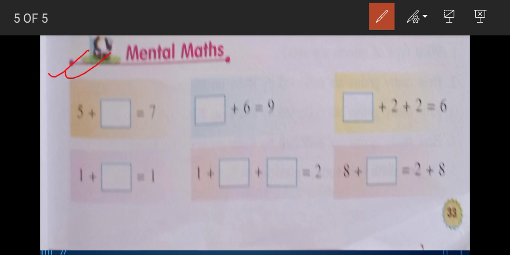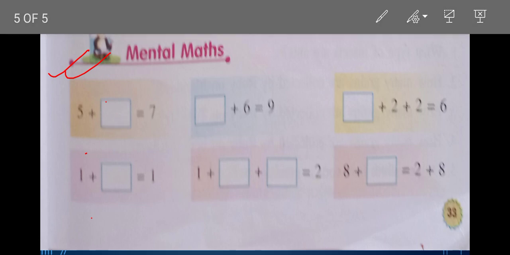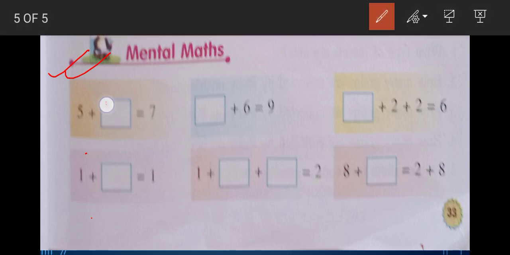Okay, so now tell me 5 plus how much will be 7? See, here it is 7. The total should become 7. 5 plus some number, it should become 7. So 5 plus 1 is 6. So it will be 5 plus 2 is 7. Right, children? So I write here 2.